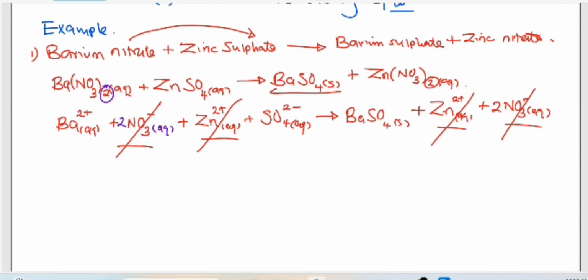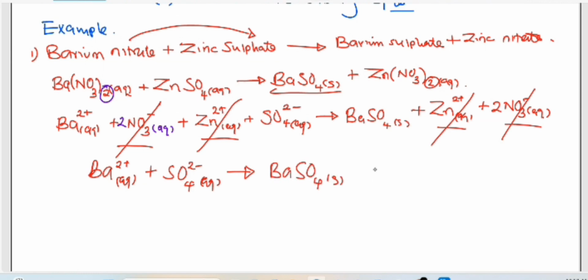So later on, we remain with barium ion plus the sulfate ion. You get your barium sulfate, which is an insoluble salt. This one becomes our ionic equation.